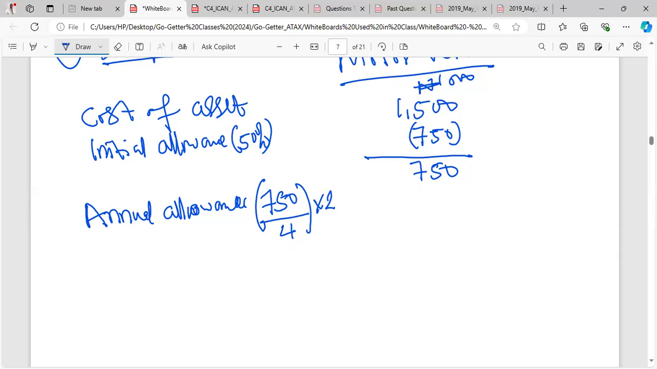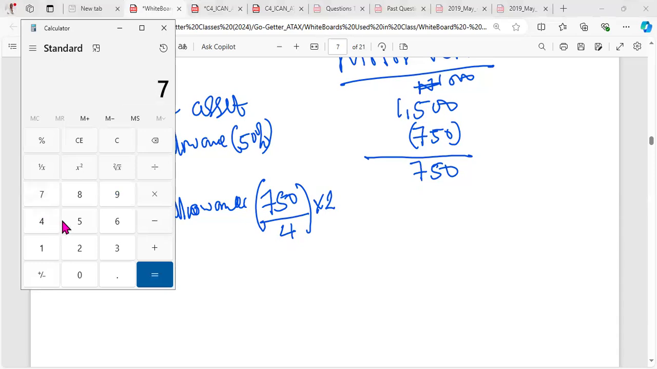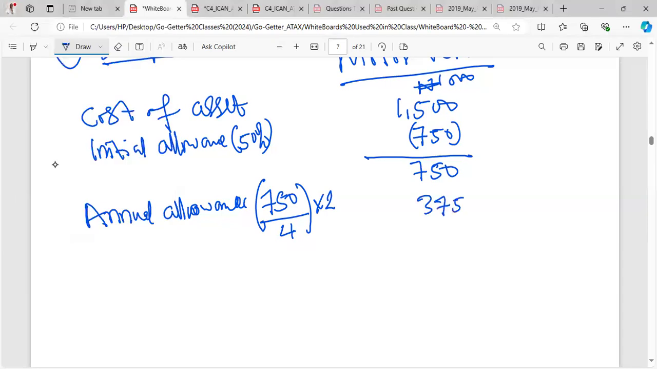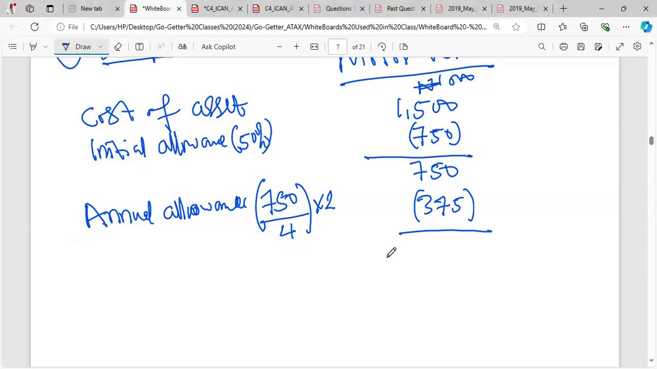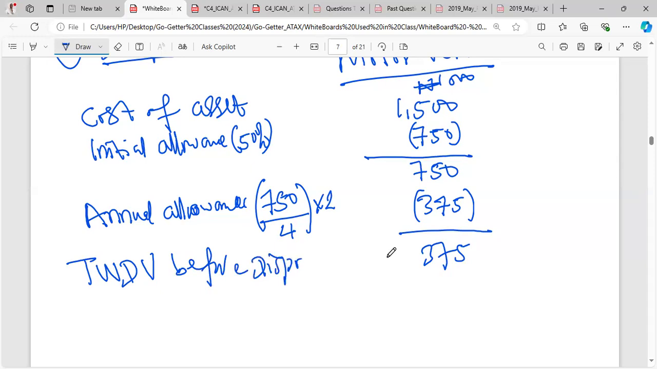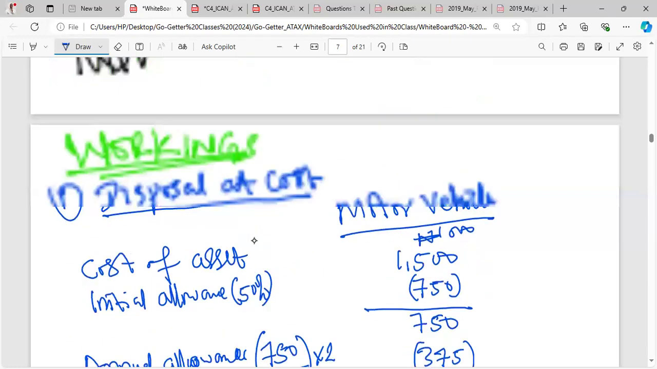So 2 years capital allowance would have been claimed. So what it means here is this is 750 divided by 4, this is for 1 year, multiplied by 2. 375 would have been used. So this is the annual allowance before it was disposed, 375. So when we remove 375 from 750, 375 will remain. This is the tax written down value before disposal. So when we are disposing the assets, it means we are removing this cost of the asset from our books.